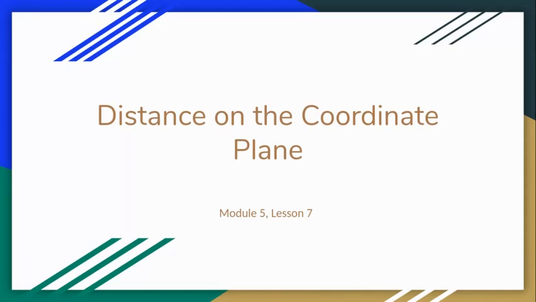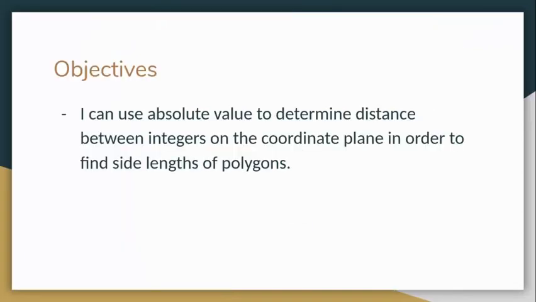Today we're going to review distance on the coordinate plane. Our objective today is that we can use absolute value to determine distance between integers on the coordinate plane in order to find side lengths of polygons.